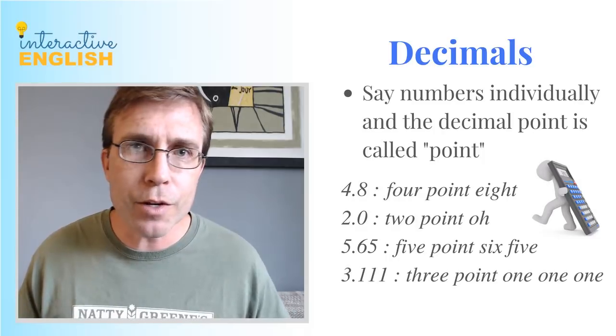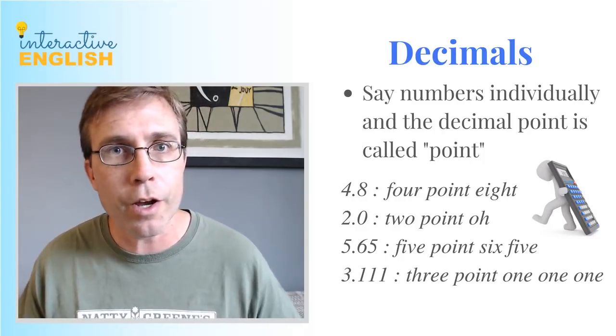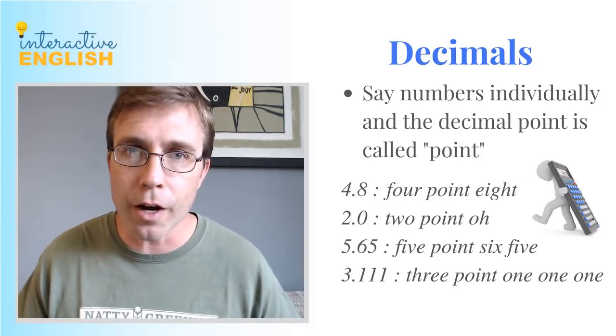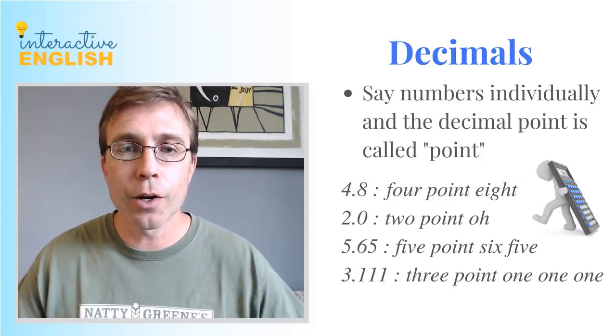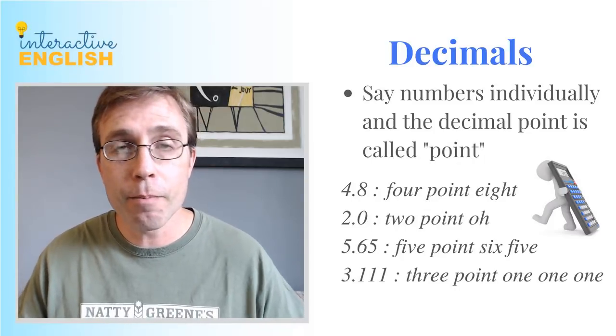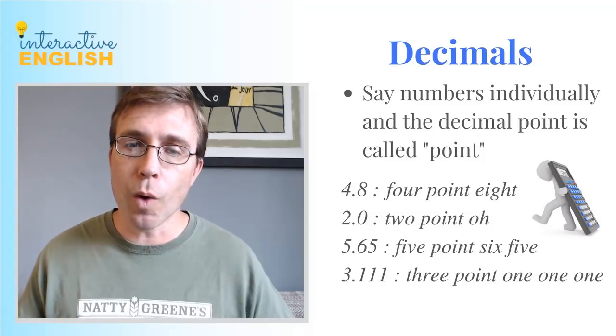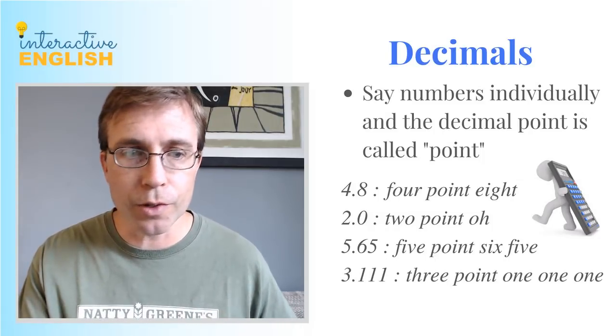A lot of times when you hear versions or updates, people will talk about, oh, this version, 2.0, 3.0, 4.0, and they keep updating it. So 2.0. The next one right here, 5.65, and then 3.111. We're just using those cardinal numbers.